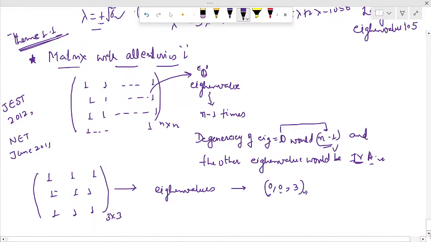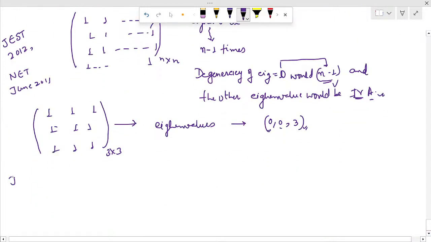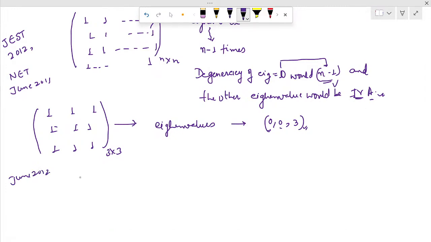The same concept again in June 2012 you will see being asked, with a little bit of twist. It has been the same question which has been asked time and again.